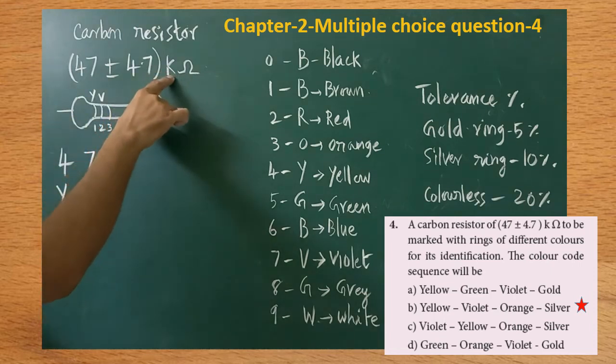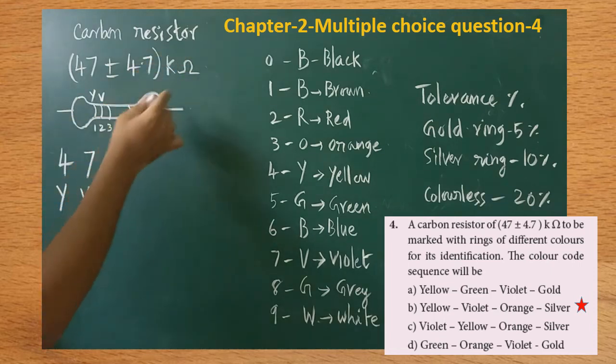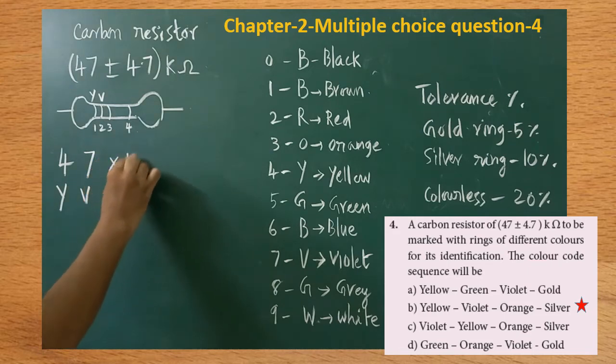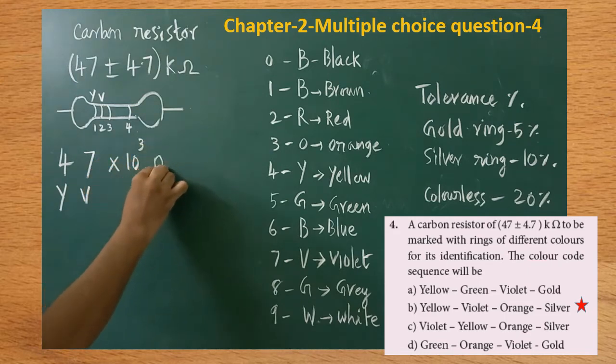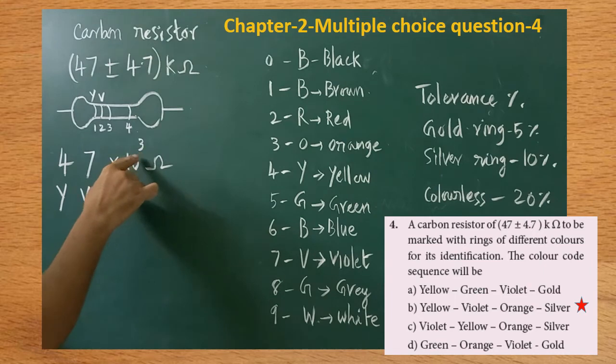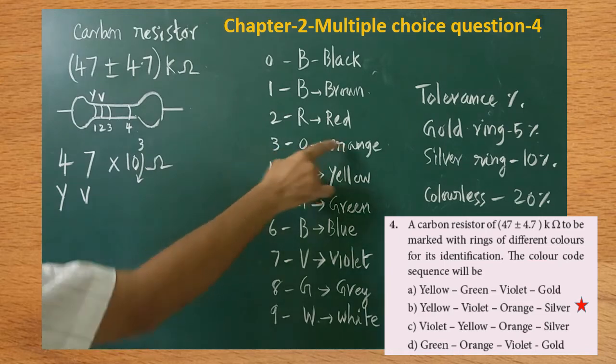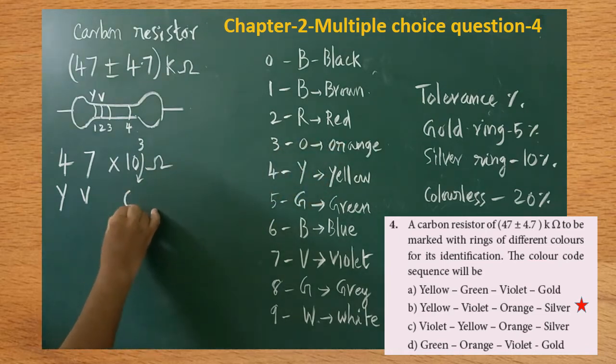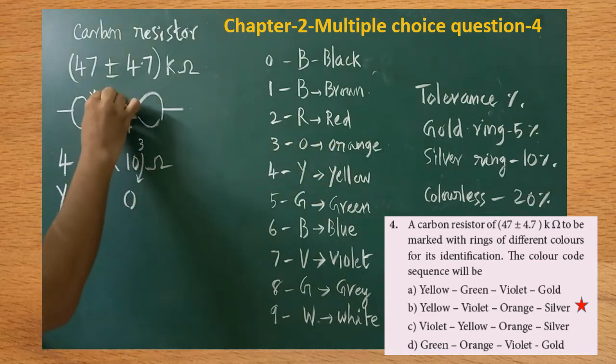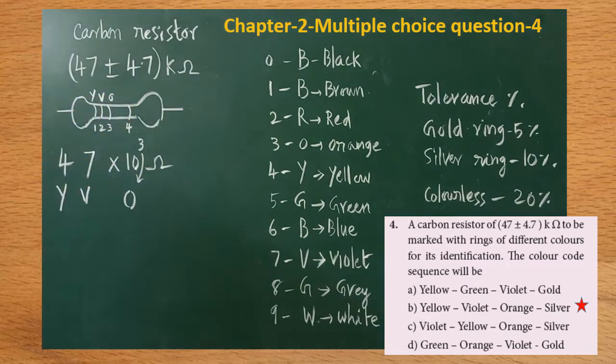And the most important thing is what is written outside: kilo ohm. Kilo ohm can be written as 10 to the power of 3 ohm. Are you clear? Look at the power of 10: 3 is there. That 3 must be considered. Against 3, which one is there? Orange is there. Therefore, orange must be the third color code. So yellow, violet, orange: 3 color codes are found.